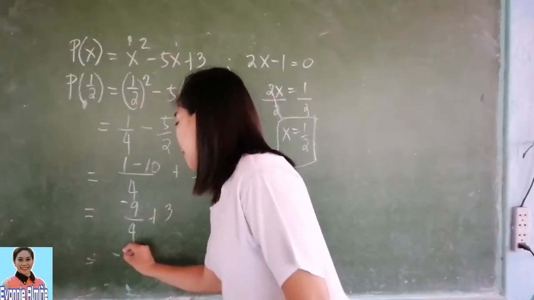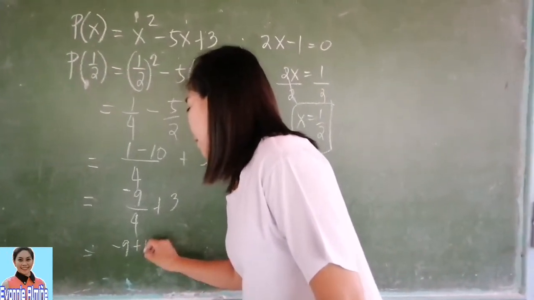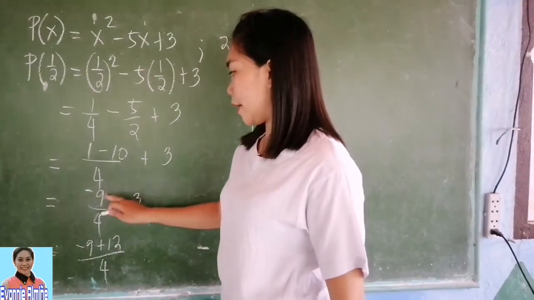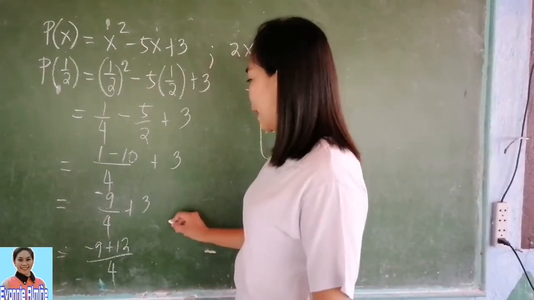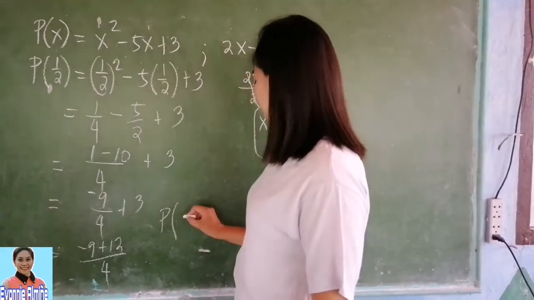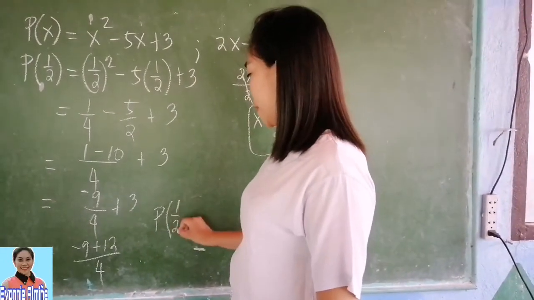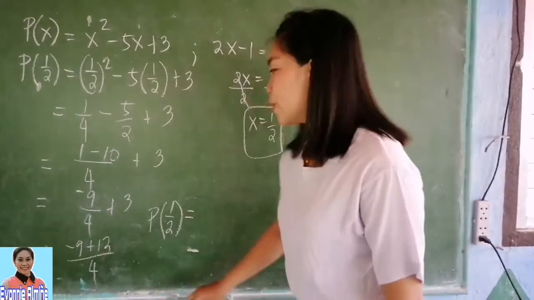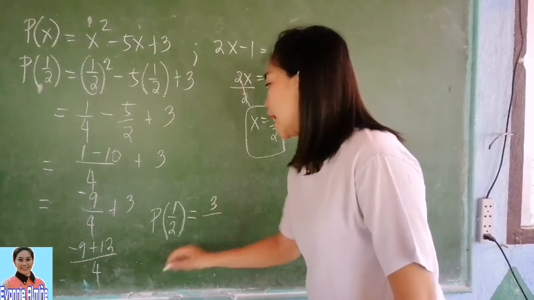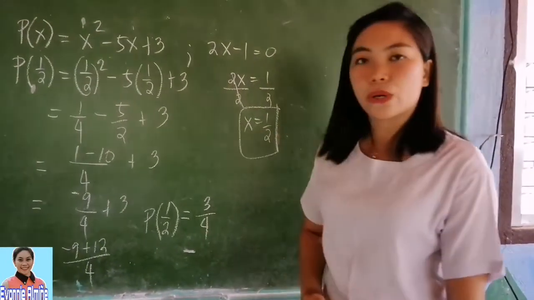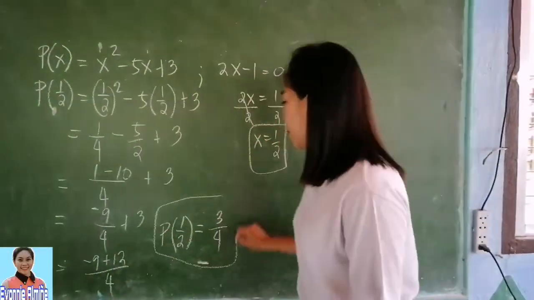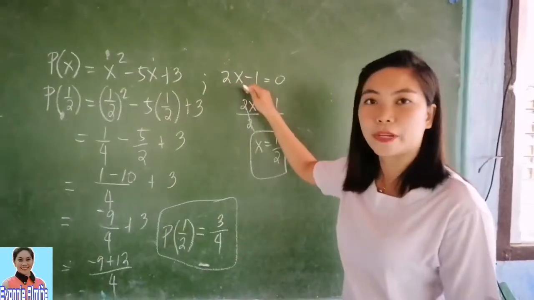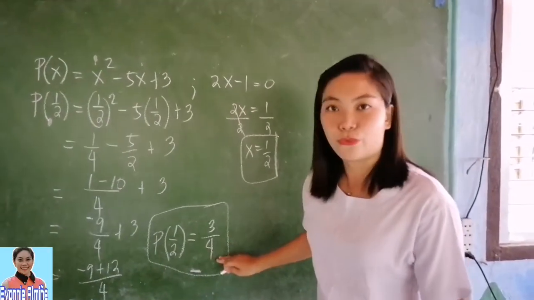So, you have negative 9 plus 12 over 4. Paano po? 4 times 3, you have 12. Then, copy. Then, what will happen? P of positive 1/2 is equal to negative 9 plus 12. You have, of course, 3. Then, copy the denominator, which is 4. Therefore, the remainder of this polynomial equation, x squared minus 5x plus 3 when dividing 2x minus 1 is 3/4.